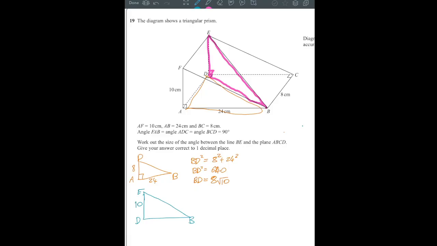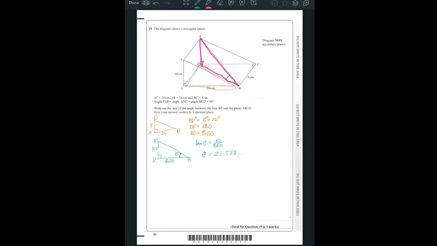We already knew DE was 10, and we've now worked out that BD is 8 root 10, and the angle we want is the angle down there on the picture, which is the angle here. Well, that's going to be a tan, so tan of the angle is the opposite over the adjacent. Tan inverse of 10 over 8 root 10 gives me an angle of 21.568. Question wants it to one decimal place. That's 21.6.